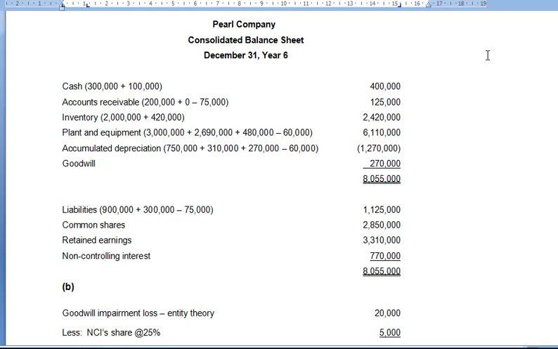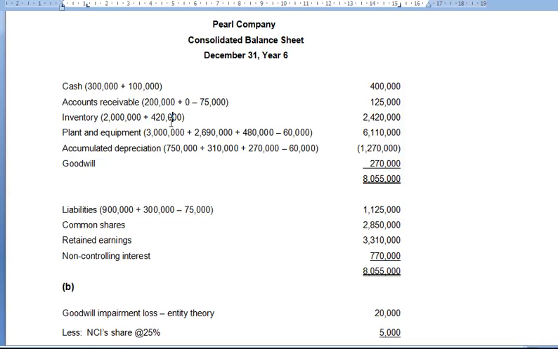So therefore, what we need to do is eliminate it from the receivable, and you will have noticed here in the liability section we removed it from the liability balance of the sub. All right, so we remove this from the receivable balance of the parent, and we remove this from the liability balance of the sub, and we'll get $125,000 in here, and our liabilities at $1.125 million.